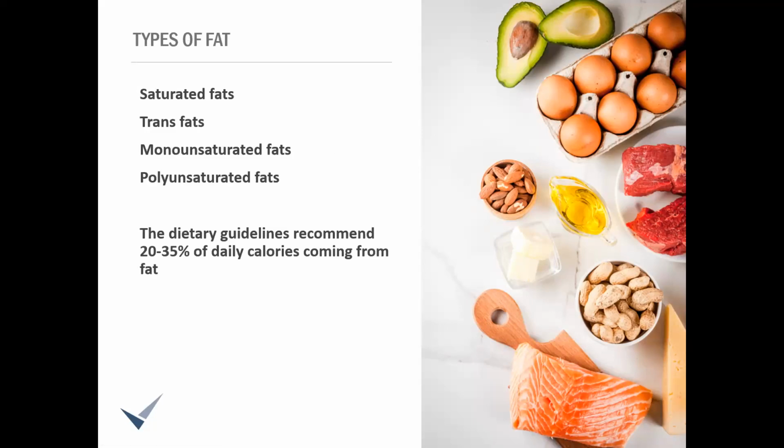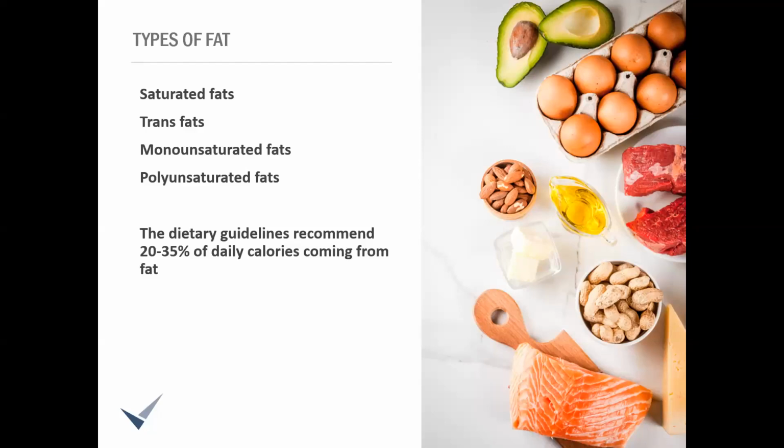So just a real quick overview, because I'm going to be diving into each of these types of fat in more detail. Here are four main types of dietary fat: saturated, trans, monounsaturated, and polyunsaturated. Each type of fat has different chemical structures and physical properties, and therefore has different effects on our bodies. The most recent guidelines suggest 20 to 35% of your daily calories coming from fat.